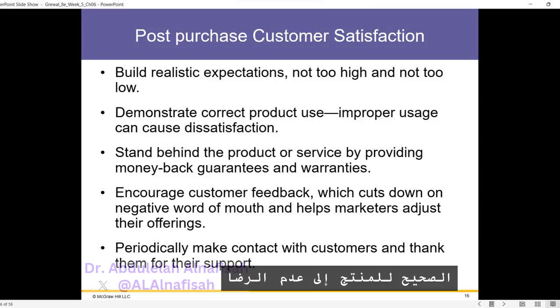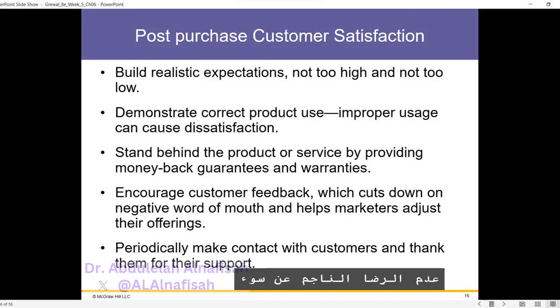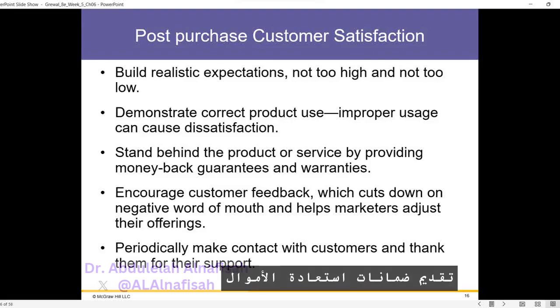Demonstrate correct product use. Incorrect usage of a product can lead to dissatisfaction and negative experiences. Marketers should educate customers on the proper ways to use and derive value from their products. This can be done through user manuals, instructional videos, customer support, or online resources. By ensuring that customers understand how to use the product correctly, marketers can help prevent dissatisfaction caused by misuse or misunderstanding.